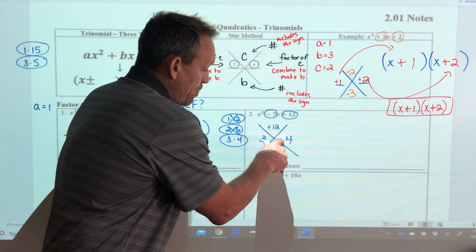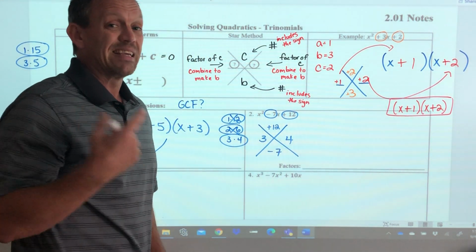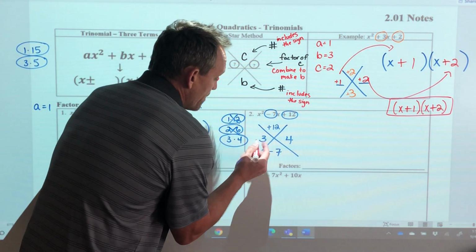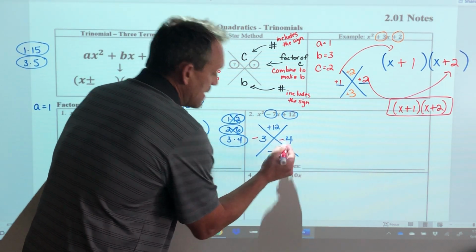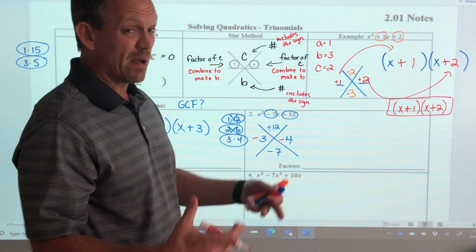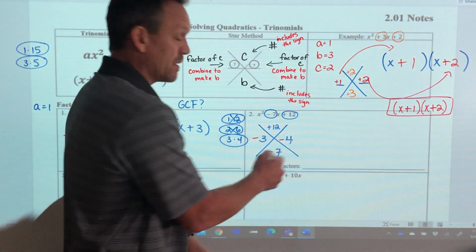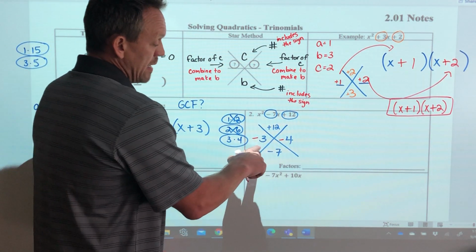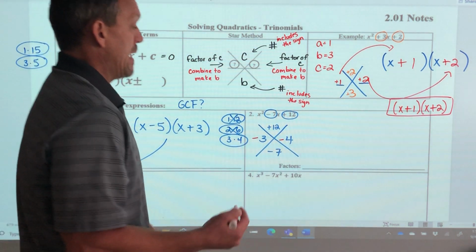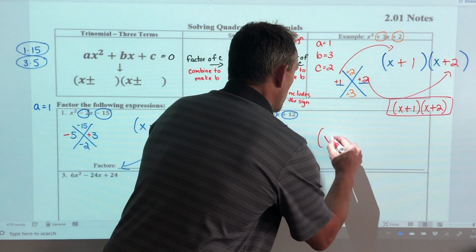However, does 3 plus 4 give me negative 7? It does not. So I'm going to have to manipulate a little bit here. What if I had negative and negative? So negative 3 times negative 4, negative times a negative gives me positive 12. That works. Negative 3 minus 4 is negative 7 as well. That works. We simply put it within our format.